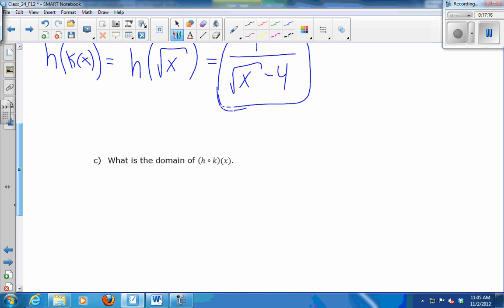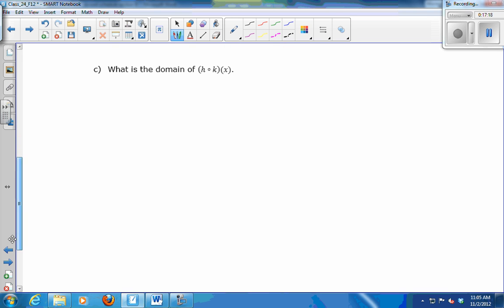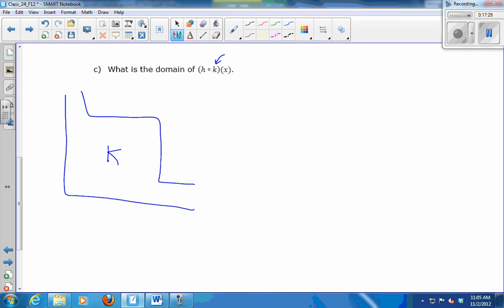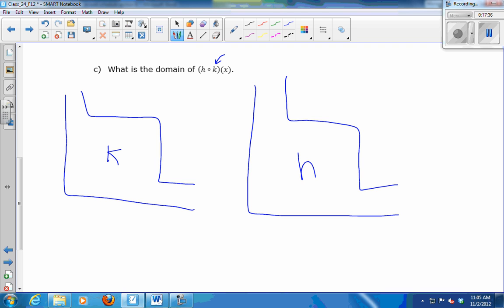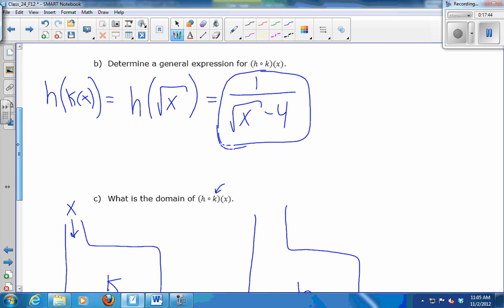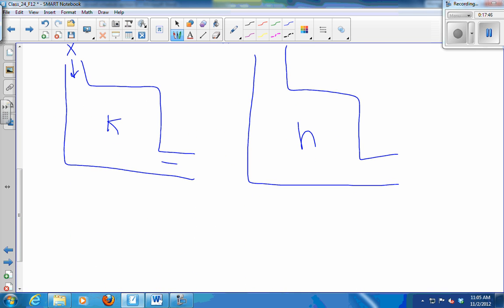Now let's look at the domain of the composition of h and k. So the first function is k. So I'm going to make my k machine first. And then that's going to feed the h machine. Okay, so x's go into k. And out comes square root of x, right? Out comes the square root of x.